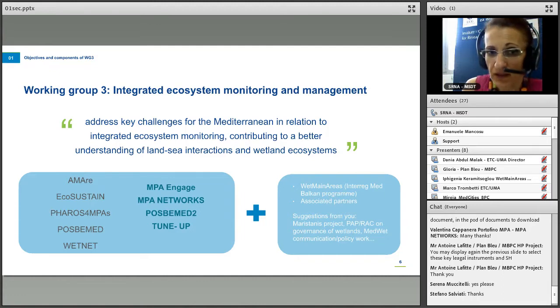But we will also collaborate with the Interreg Med Balkan program, Wetman Areas, and our associate partners. And we have some suggestions from you in previous webinars regarding collaboration, like Madison's project, the work on PAPRAC on governance in wetlands, or Medved communication, etc. So we will build upon it, and we will surely collaborate.